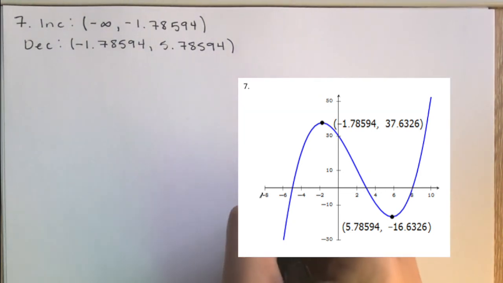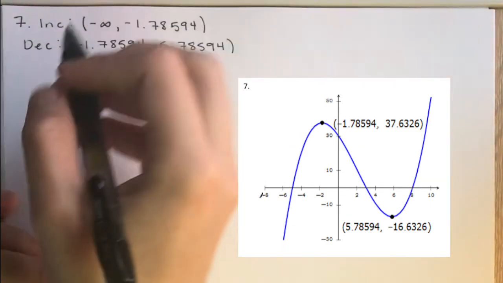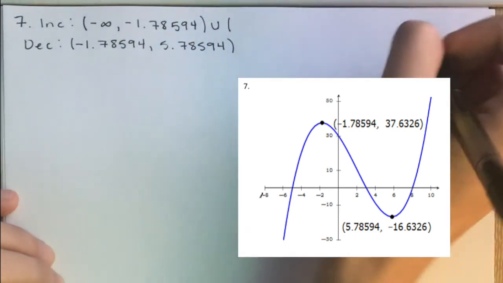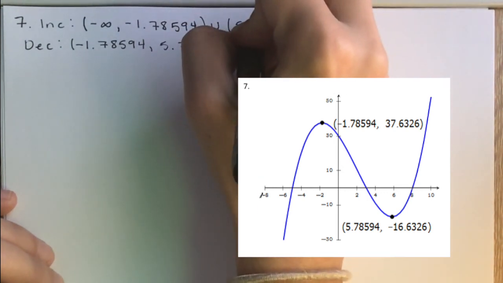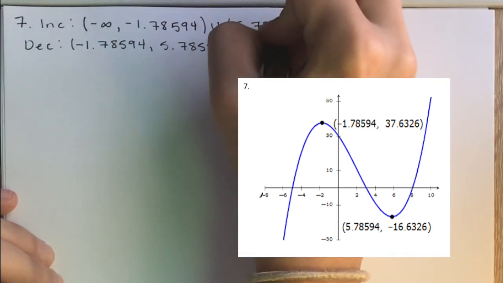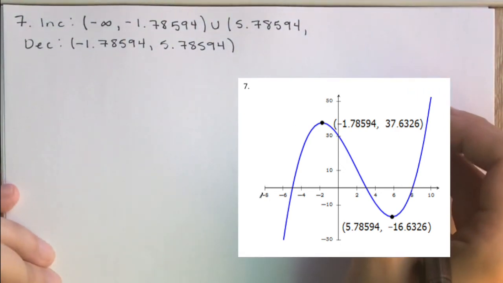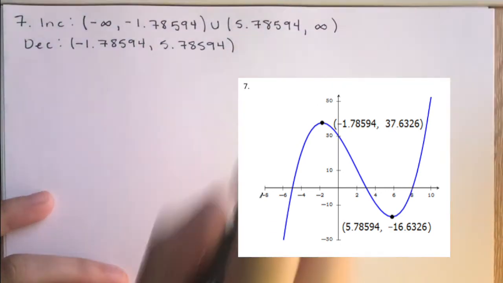Okay, and then as we move further to the right, we see that we are increasing again, right? Our output values are getting larger, moving from left to right. So we include that last chunk of the graph for increasing. So union, we're starting at x value 5.78594 and keeps continuing forever. How do we say keeps continuing forever? Infinity.